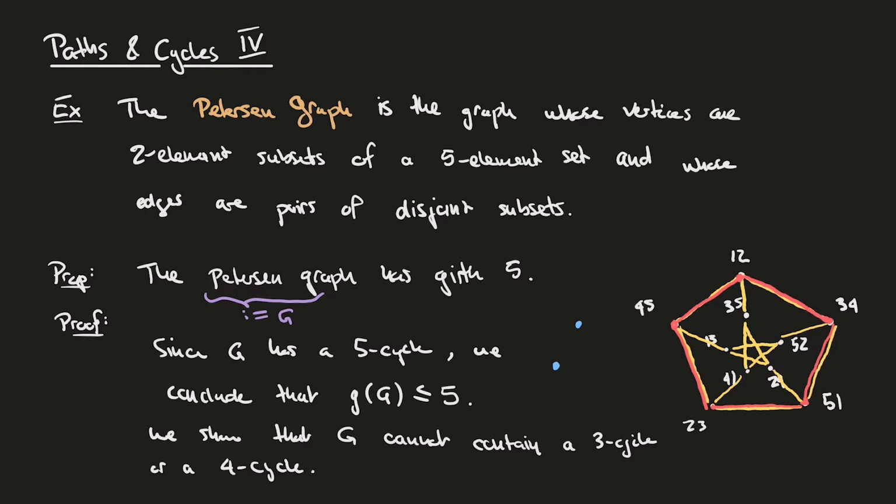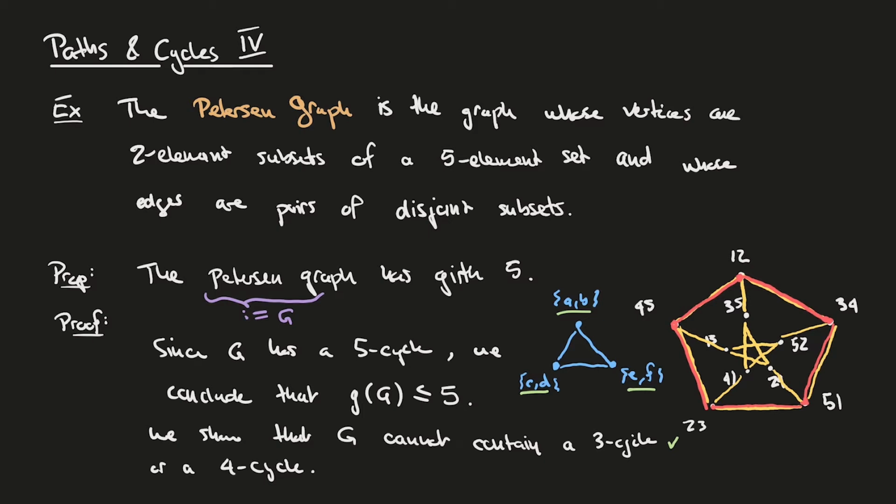Suppose first that the Petersen graph contains a 3 cycle. We know by definition that the vertices of the Petersen graph are two-element subsets. And we also know that because all of these two-element subsets share edges with each other, they have to be pairwise disjoint. From this, it now follows that all of these elements in the two-element subsets have to be distinct. But there are 6 of these elements, and we're only taking subsets of a 5-element set. So this is a contradiction, and in fact, we can't have such a 3 cycle.